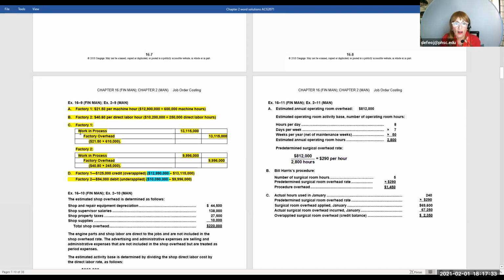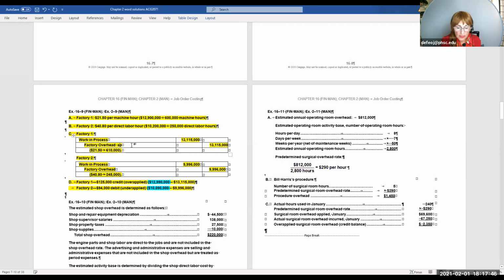Because these entries are, let me put in a big note here. This is the applied factory overhead. So this is what we recorded before we knew what was going to really happen. So we recorded these journal entries. We estimated. These are estimates.